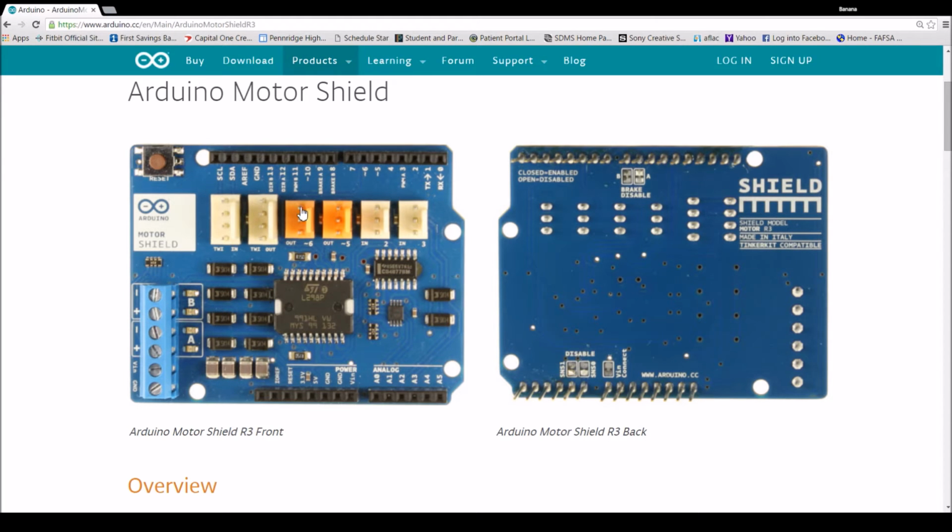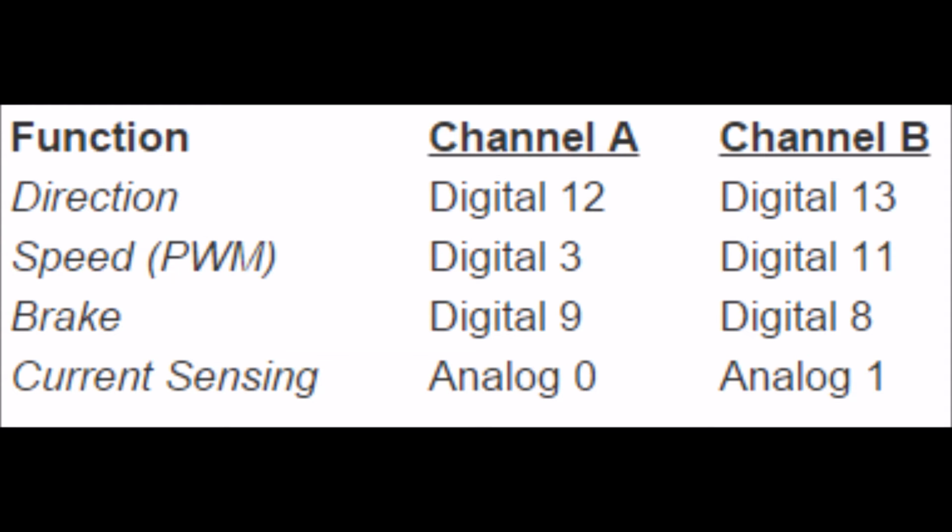There are some pins on the shield that are always in use by the shield, and that would be direction A, direction B, brake A, brake B, the speed of A, the speed of B, and the current sensing, which for channel A would be A0, and for channel B would be A1. This is a simple breakdown of the pins. I will also be putting this in the description.